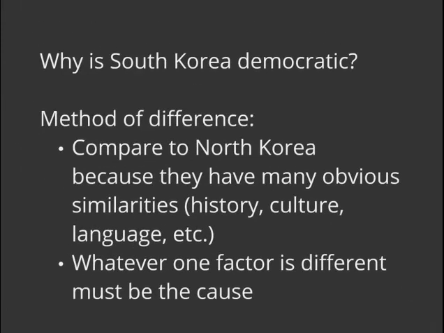Or we might look at this problem using the method of difference. Here we would compare it to a case that is really similar to it in a lot of ways. So let's say North Korea. They have many obvious similarities. They have similar histories, cultures, languages, of course. And we would conclude that whatever one factor is different between North Korea and South Korea, well, that must be what explains democracy or the lack of democracy. These are very tried and true methods in comparative politics, and often it's best to try and use both.